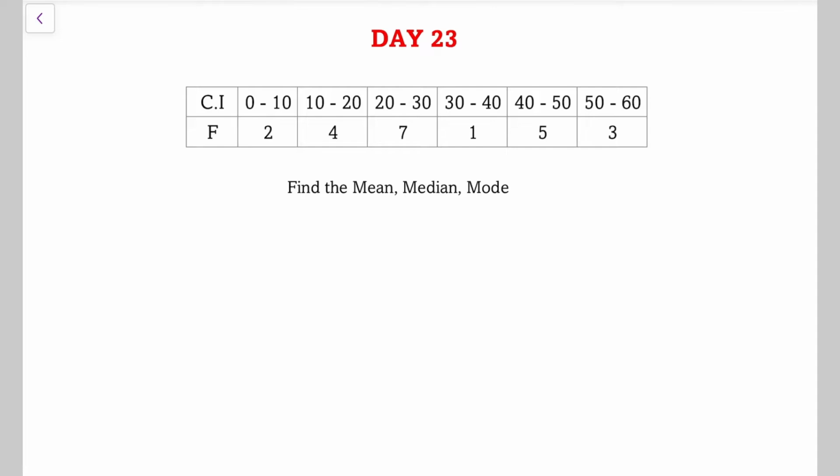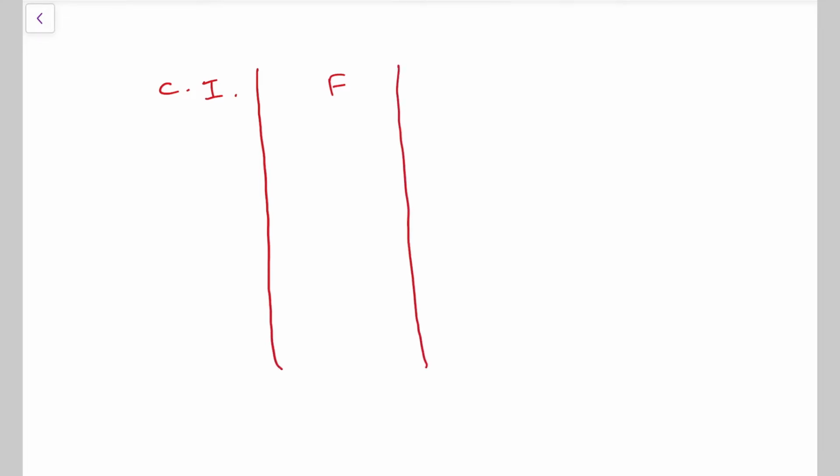Mean direct method and then assumed mean method I am going to solve. So first let us go with mean by direct method. So first column should be class intervals, then the second column should be frequency. This first column as it is from the question we will write, frequency also as it is we will write from the question itself. So let us fill those.